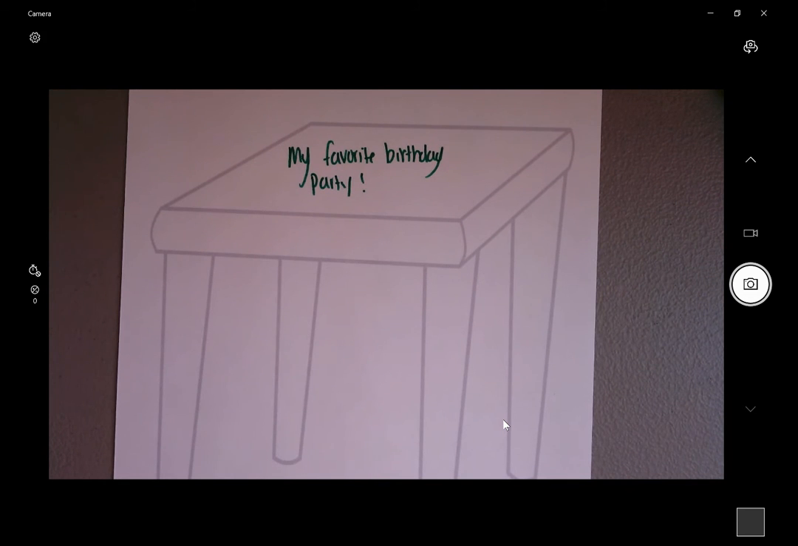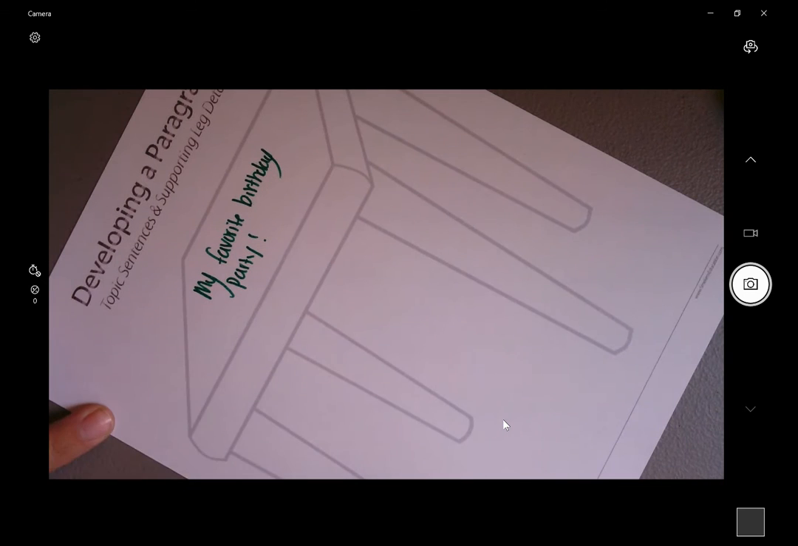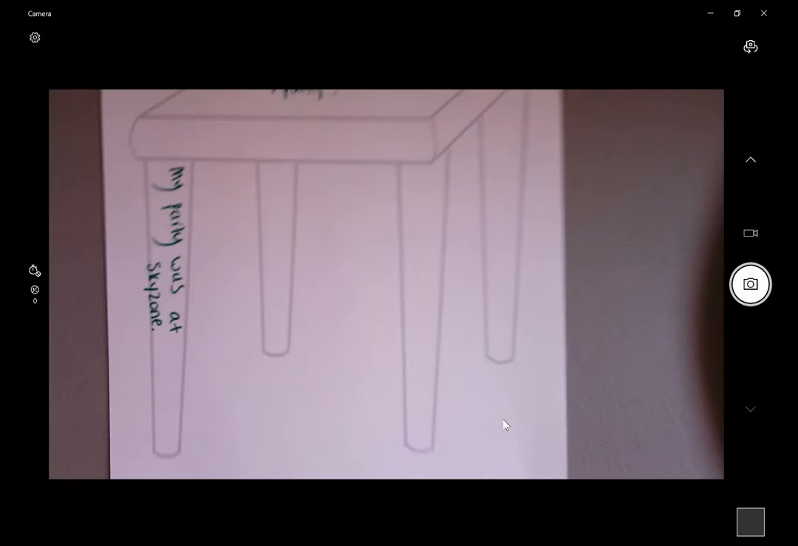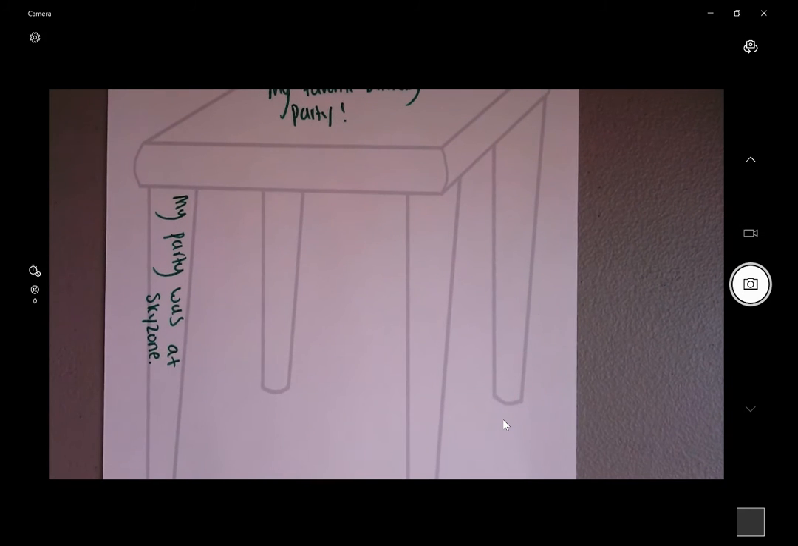So I'm going to say that my birthday party was at Sky Zone, and that's the first thing that made it so special. So that's going to be my first leg for my table, okay? So we can say, we have to turn it here, and we're going to say my party was at Sky Zone. Okay? So that's our first leg for our table, to try to hold our table up.